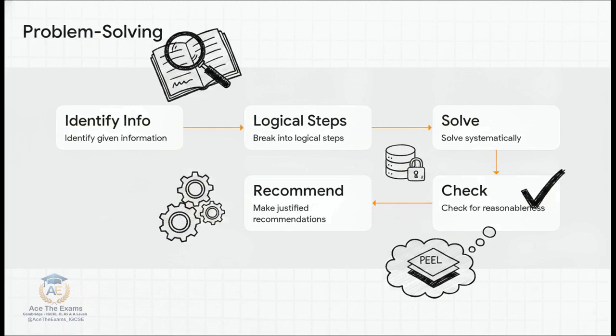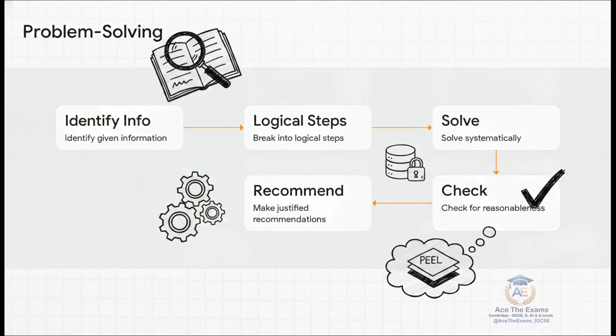Step 2. Break into logical steps. Never just start coding. Map out your entities on a scrap piece of paper before writing the actual statement. Step 3. Solve systematically. Define your data types, define your primary keys, and then define your foreign key constraints in that exact order. Step 4. Check for reasonableness. This is huge. If you set a high school student's age as a float data type, is that reasonable? Absolutely not. An integer is perfectly sufficient.